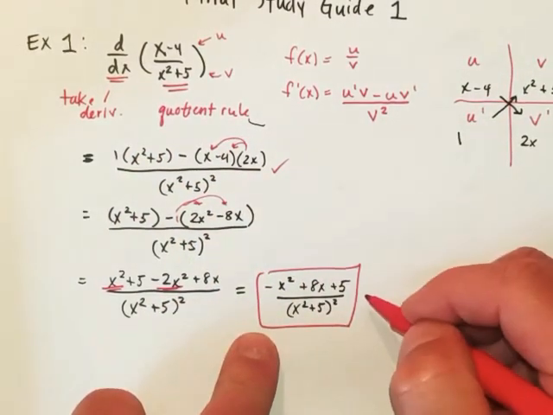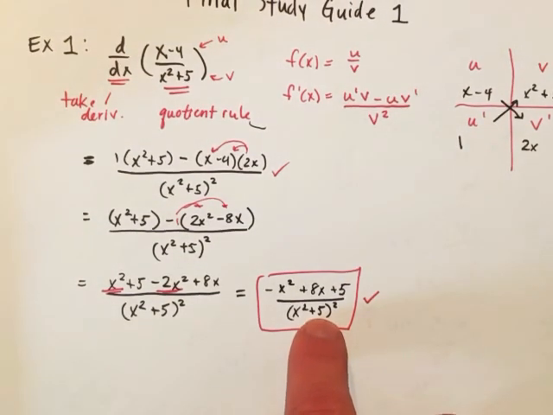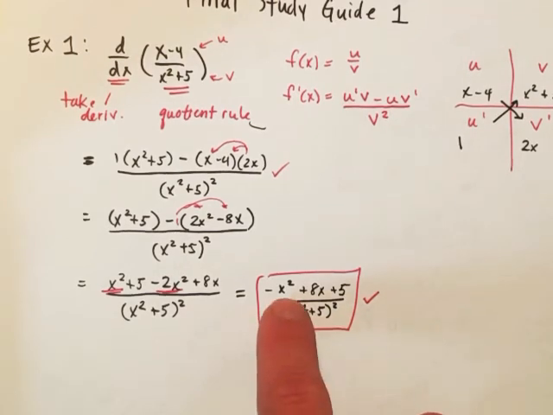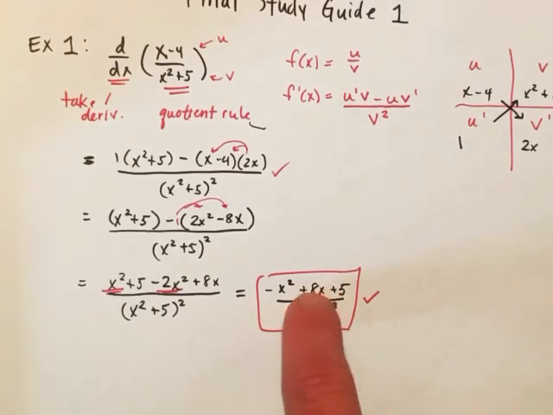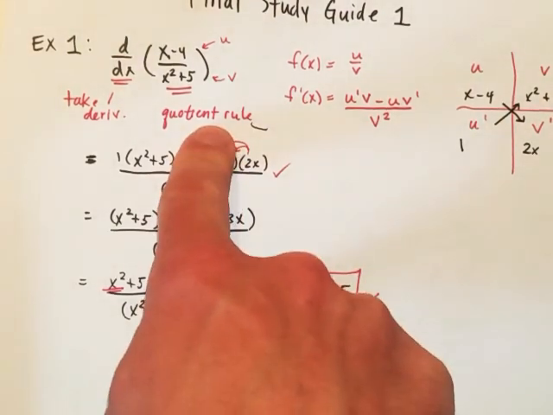We would definitely see this as an answer choice, or would be much more likely to, because it's the most simplified version. If I was really crazy, I could try to factor out the top to see if anything cancels, but the numerator isn't factorable. So in fact, this is the most simplified answer, and that is a review of the quotient rule.